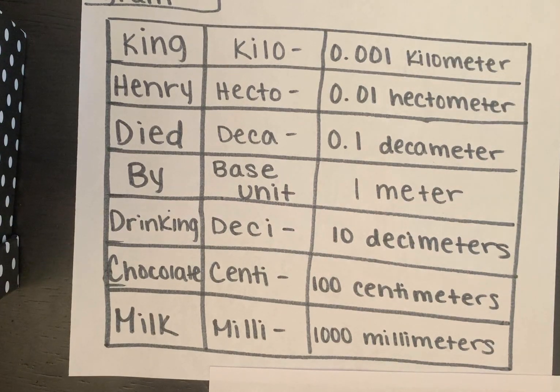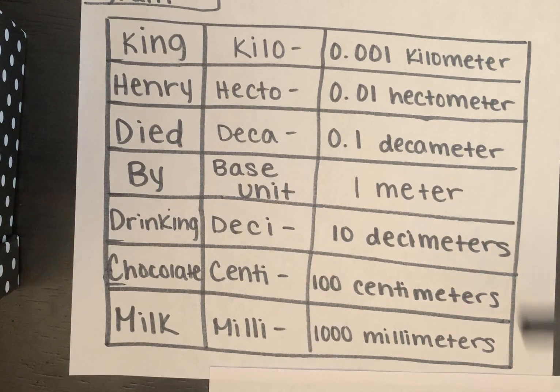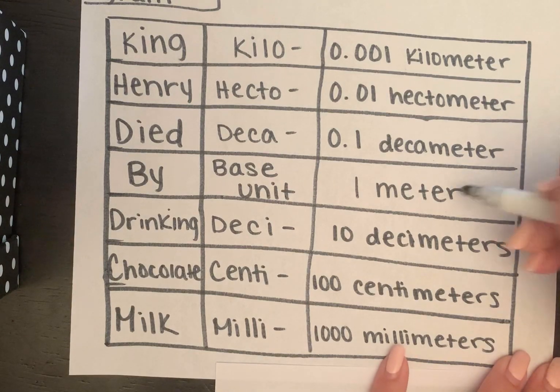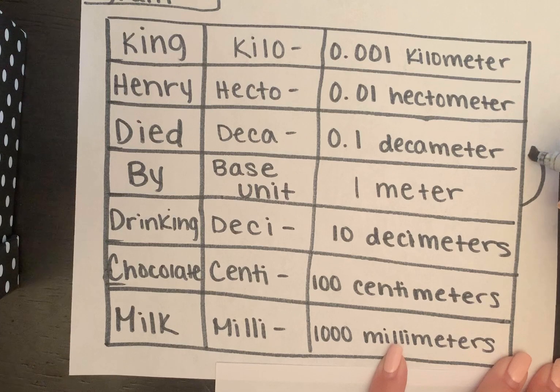So the good thing about the metric system is it works in powers of 10. Does anybody remember when we did exponents, when we were moving our decimal points, when we were multiplying by 10 or dividing by 10? That is the same thing we are doing here. So if I want to go from a meter to a decameter, I'm going to be dividing by 10.